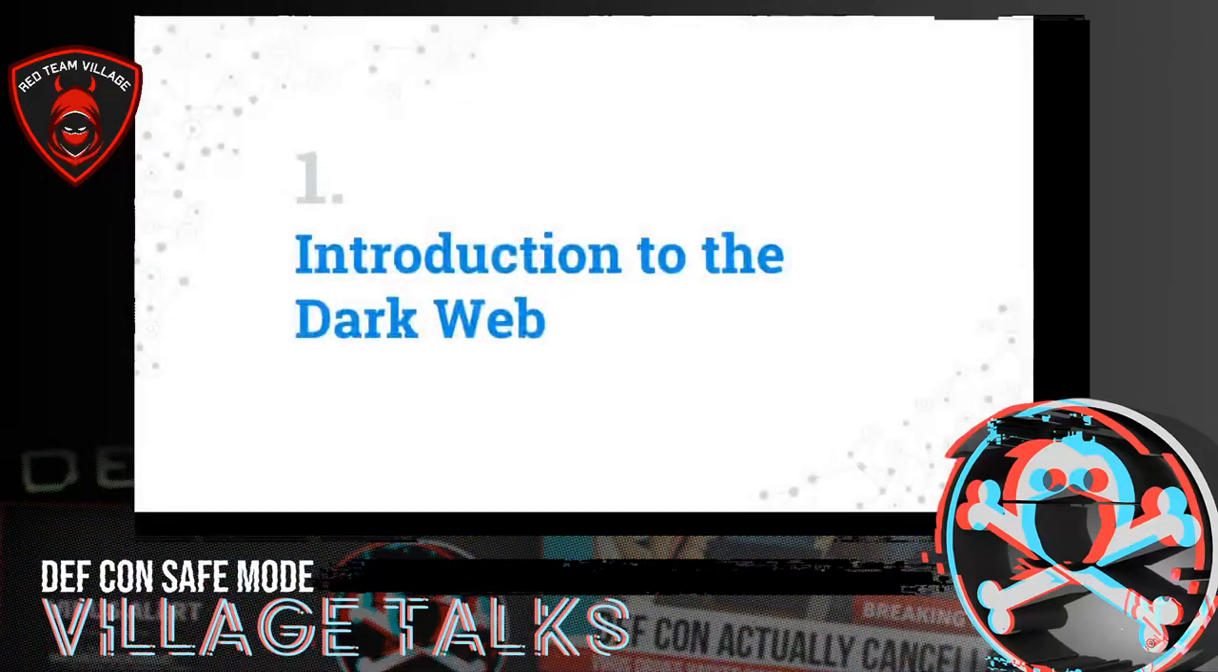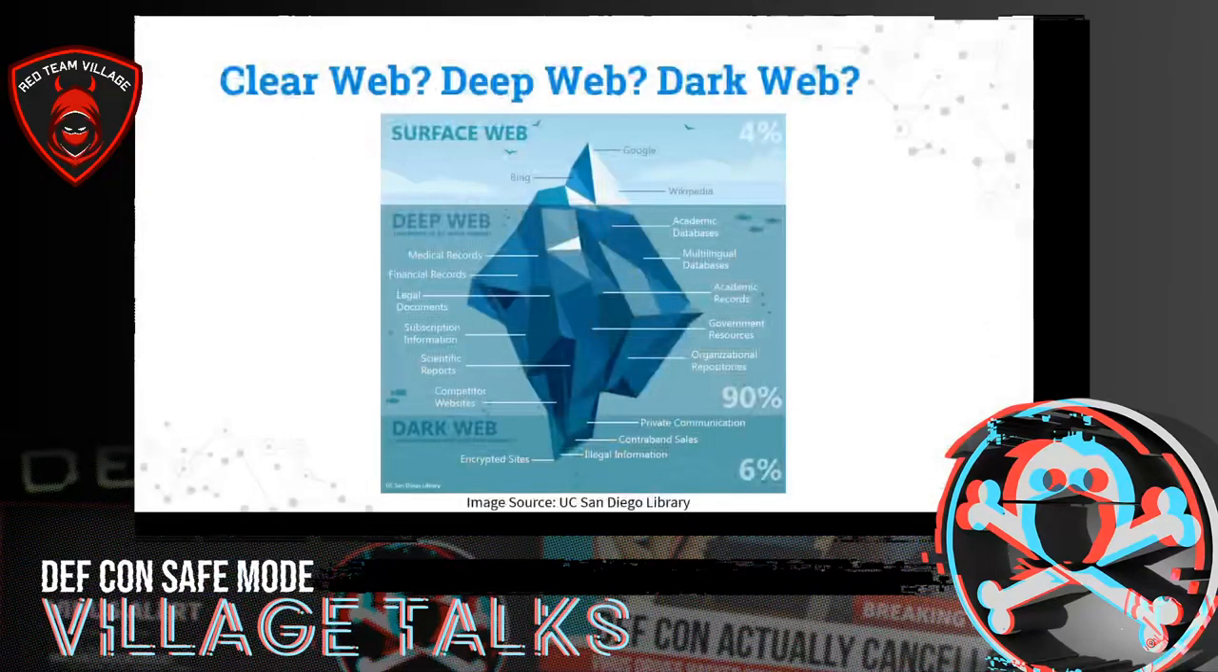So, introduction to the dark web. I'm sure you must have seen this image a lot of times on the internet that shows the difference between the surface web, deep web, and dark web. The surface web is the sites that are indexed by different search engines, that's Google, Bing, Yahoo, etc. The majority of the internet is the deep web. Now the deep web is any website that is not indexed by the search engine.